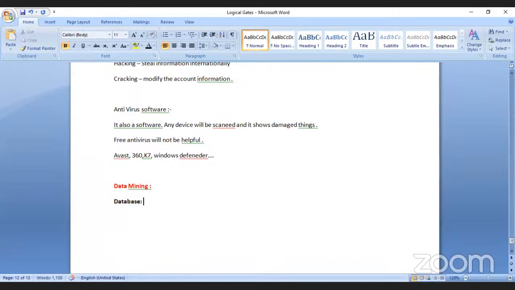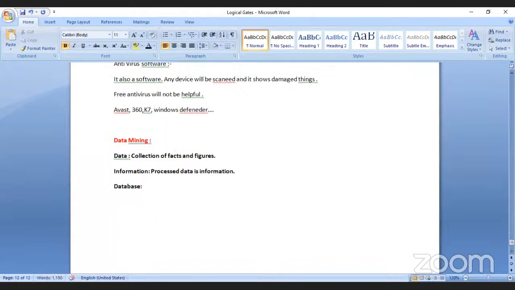I think we already know what we mean by data, right? What do you mean by data? Personal information. Collection of facts and figures. He said collection of information, but it is not. Processed data is information. Right. So here, database basically, just a minute, I'm writing a definition here.